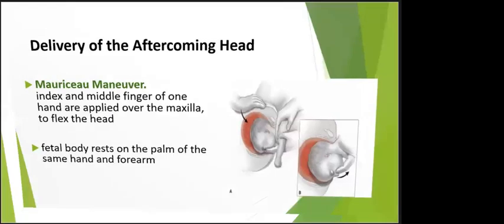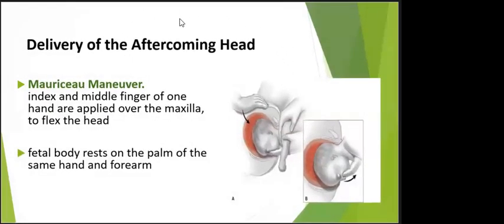Once the shoulders are delivered, now we deliver the aftercoming head. This is the Mauriceau maneuver. Okay, the index and the middle finger of the operator's hand are placed on the maxillary area and pressure is applied in order to maintain flexion of the head. And look at the picture here. That's why you need an assistant, because someone must be steadily pushing on the hypogastric and suprapubic area in order to help maintain the flexion of the head.